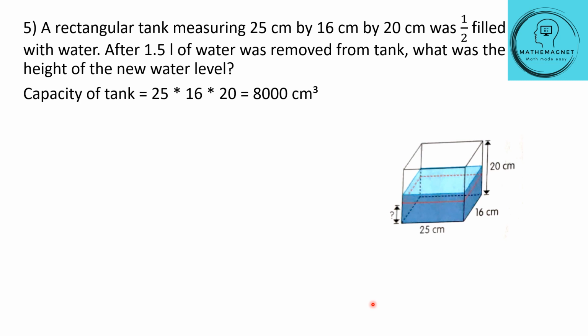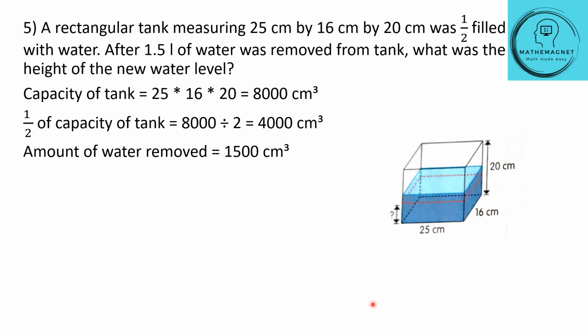That will be 25 into 16 into 20, which is 8000 centimeter cube. That is the full capacity of the tank. Now half capacity of the tank will be 8000 divided by 2, which is equal to 4000 centimeter cube. Now that is the amount of water that is there in the tank at first.